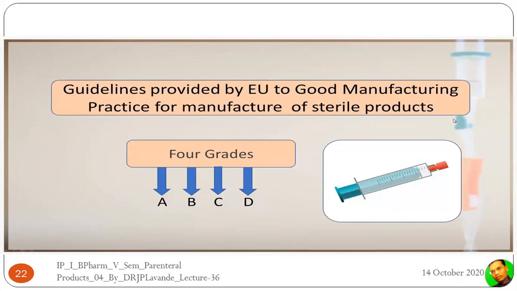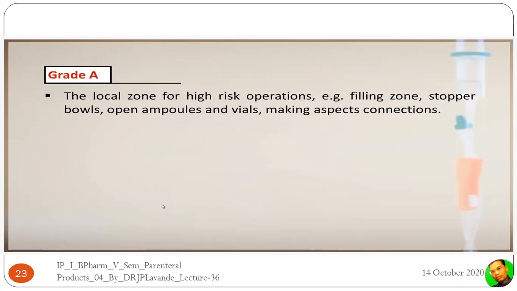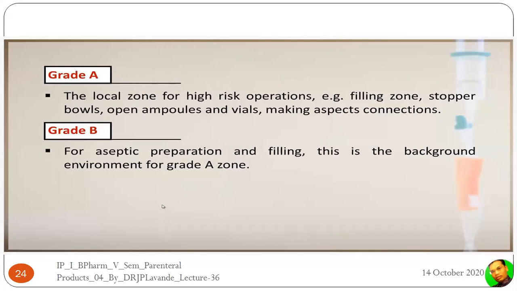As far as the guidelines provided by the European Union for good manufacturing practices, sterile products are divided into four different grades: grade A, grade B, grade C, and grade D. Now, what are these grades A, B, C, and D? Grade A is the local zone for high risk operations. That means it is the topmost area, for very high risk operations, like the filling, stoppering, open ampules and vials, and making aseptic connections. All these processes are carried out in the grade A area.